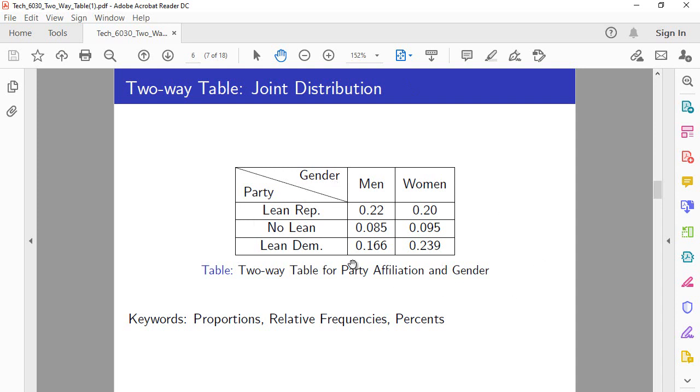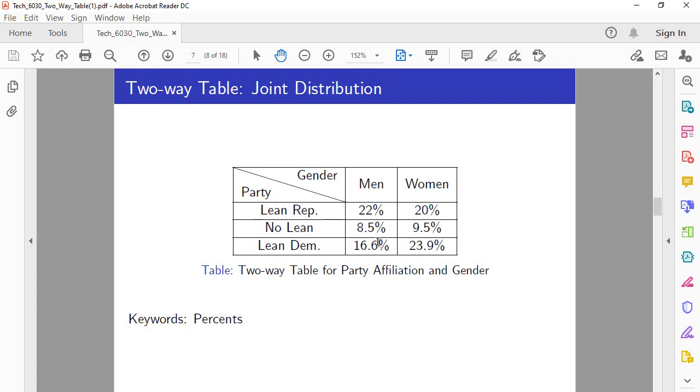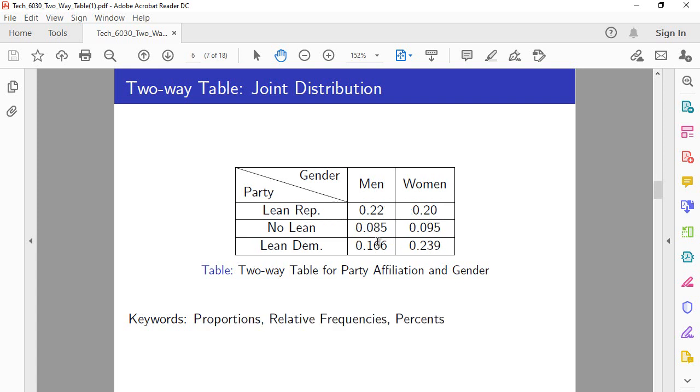So if you look at the 0.22, that's the proportion of adults who are men and preferred the Republican Party. 0.20, that's the proportion of adults who are women and preferred the Republican Party. And similarly, the other numbers. These numbers are also called the relative frequencies or proportions. Now, if we multiply each of these numbers by 100, we get the percents. So when I multiply all these numbers by 100, this is the table that I get.